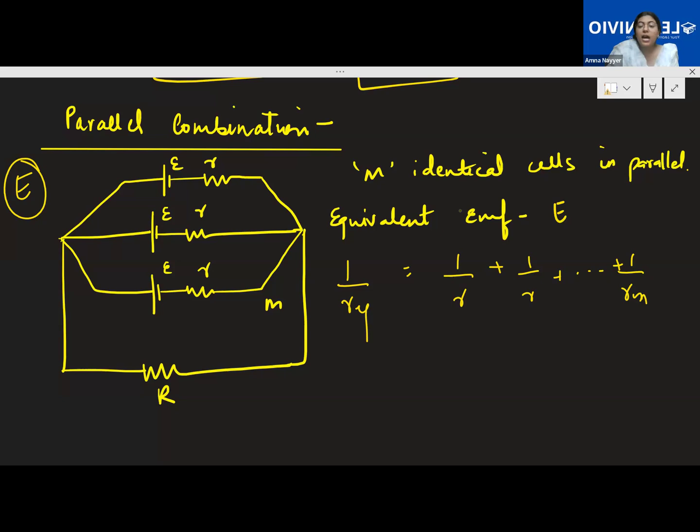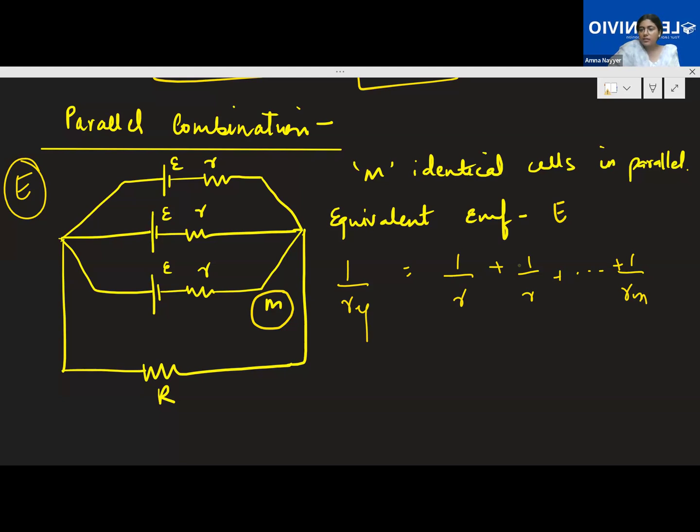1 by R equivalent will be 1 by R plus 1 by R plus 1 by R. Like this, you will add them. Let's say in parallel connection, just to differentiate it, we are taking the letter M. M identical cells are connected. If I have one cell, 1 by R equivalent is 1 by R. If two cells are there, 1 by R equivalent is 1 by R plus 1 by R. If three cells are there, 1 by R equivalent will be 1 by R plus 1 by R plus 1 by R. Four cells, 1 by R plus 1 by R plus 1 by R plus 1 by R, right? So if M cells are there, it means M times 1 by R.